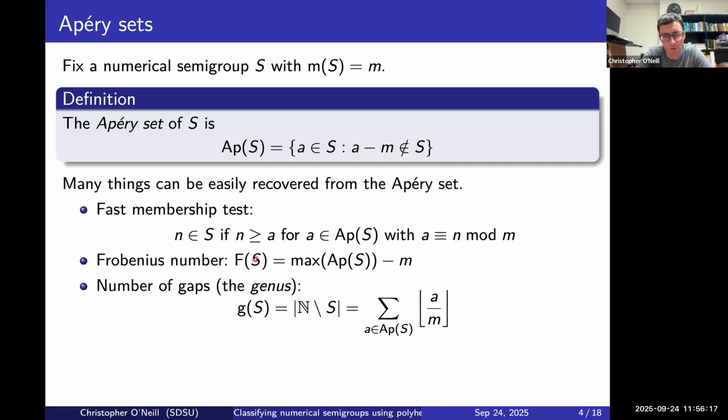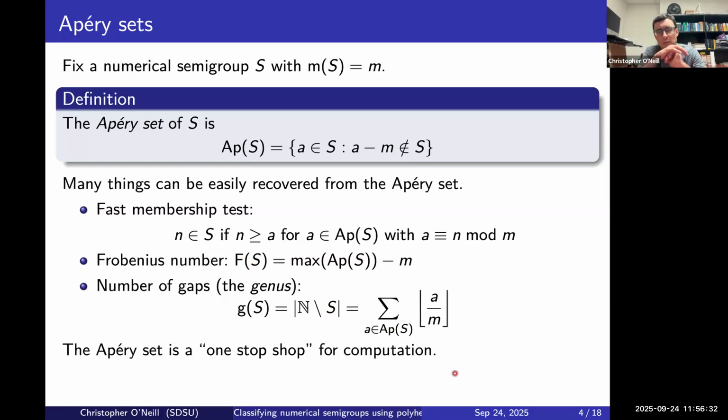And in fact, it turns out if you want to compute the Frobenius number or you want to compute the genus, most known algorithms for doing this effectively have you compute the Apéry set with roughly the same sort of runtime. And so we tend to use Apéry sets as kind of a one-stop shop for computation, if you want to be studying any one of these things.